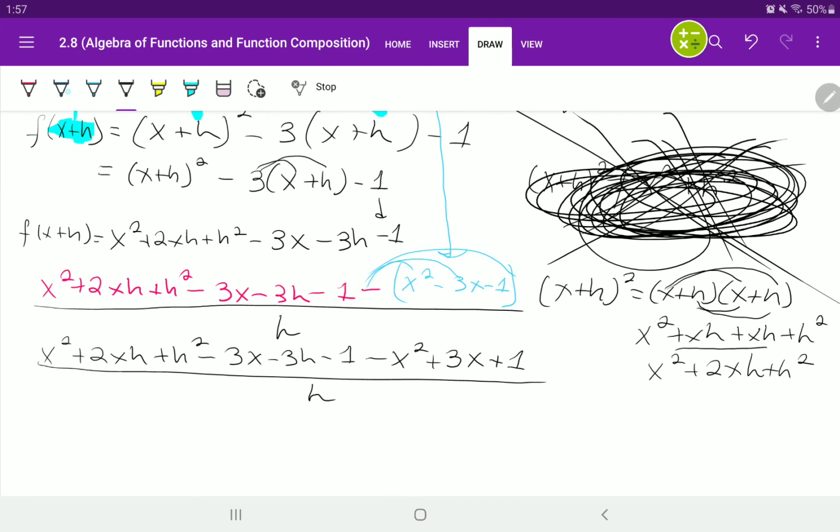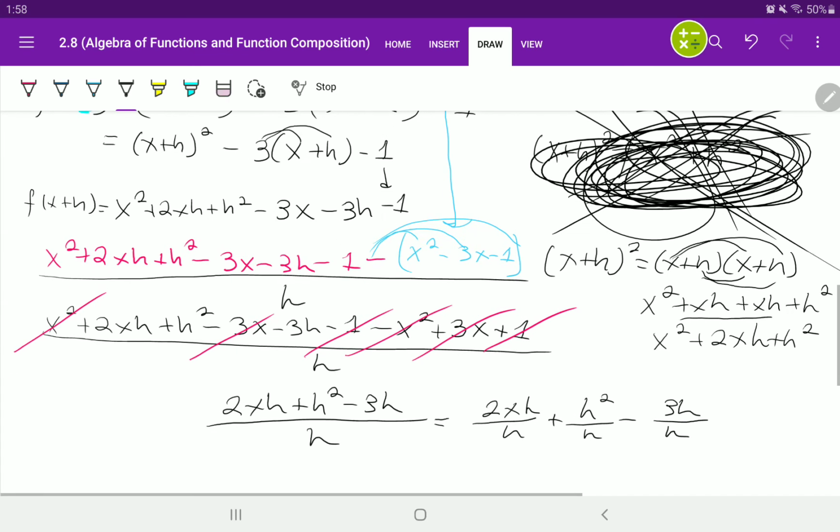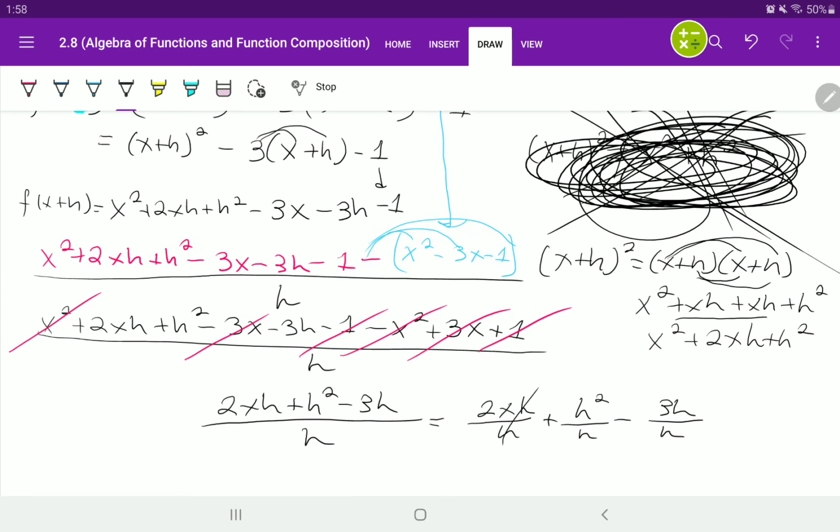If you look here, we can cancel out like terms. The x squareds cancel out, the 3x's cancel out, and the 1's cancel out, leaving us with just 2xh plus h squared minus 3h, all divided by h. And now to simplify, I can break this up into 3 different fractions: 2xh over h plus h squared over h minus 3h over h. And simplify. Because now my h's simplify each other out, which is 2x.